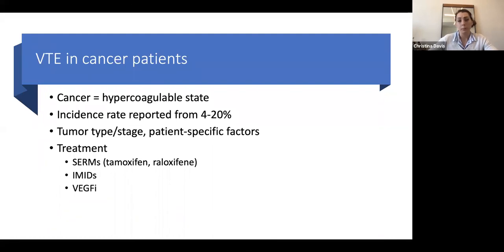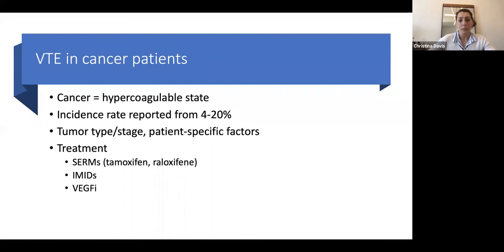In terms of treatment, I listed a few things here that automatically put patients at higher risk. So we know SERMs, or selective estrogen receptor modulators, so those are tamoxifen and raloxifene, increase your risk for clotting, as well as IMiDs. So things like thalidomide or lenalidomide, those are probably the highest risk. I saw rates up to like 25% of patients taking IMiDs.